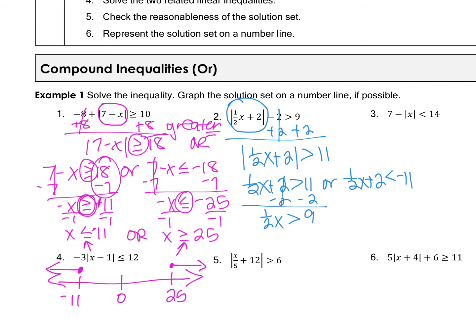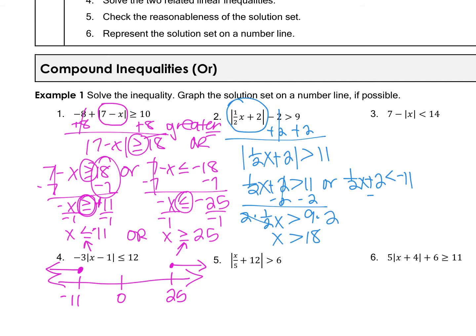And then to get rid of a fraction, we've already talked about this, we flip it and multiply, so we'd be multiplying both sides by 2. So that's x is greater than 18. We don't need to flip it because we're multiplying by a positive.